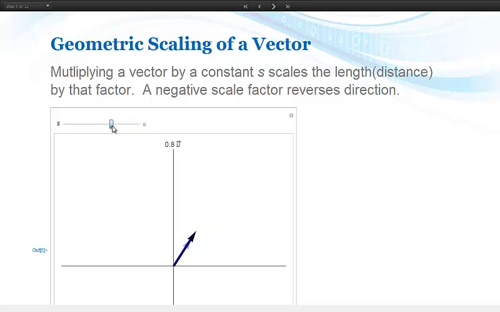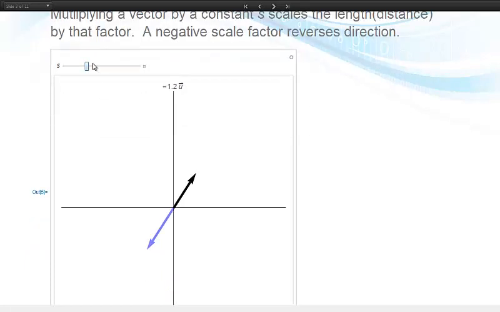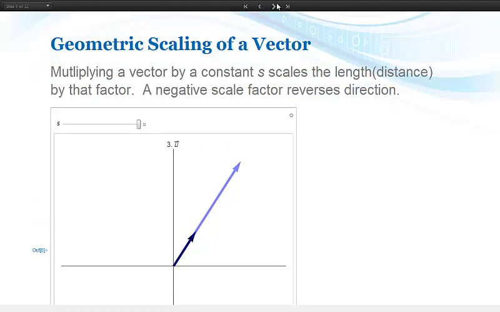If I scale by a negative amount, then the vector goes in the exact opposite direction. So multiplying by -2 means exactly the opposite direction of what the original vector was and twice as long. So that's the idea of scaling a vector. All it does is change the length, but not the direction, unless it reverses it, of course.